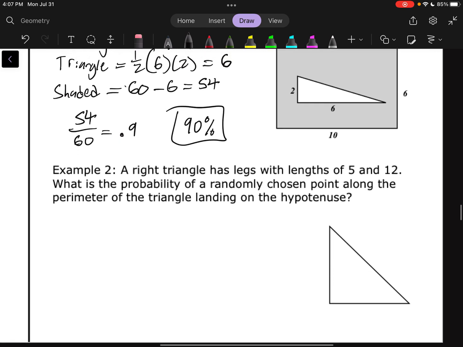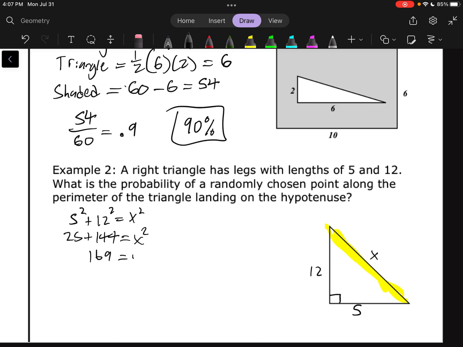Example 2 says a right triangle has legs with lengths of 5 and 12. So we can go ahead and say 5 and 12 there. What is the probability of a randomly chosen point along the perimeter of the triangle landing on the hypotenuse? So we want to land over here. So let me go ahead and just put an X there. And we can start off by finding that length of the hypotenuse, right? That'd be the length of our shaded portion. So that would be 25 plus 144. That's 169. So the square root of that is 13.